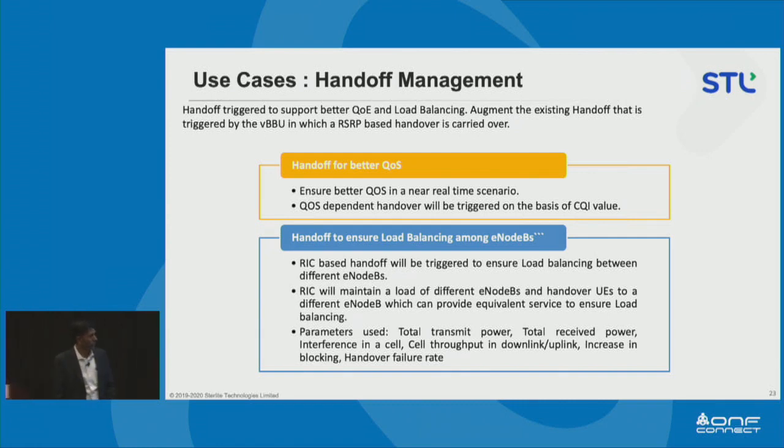The other aspect of this is load balancing, which can be triggered when you have real-time or near real-time state information. Then you could have parameters, maybe total transmit power, total receive power. Some of the critical parameters can be used to see that a particular eNode B is loaded, and it needs load balancing either through handoff or some other mechanisms. And that's what handoff is.